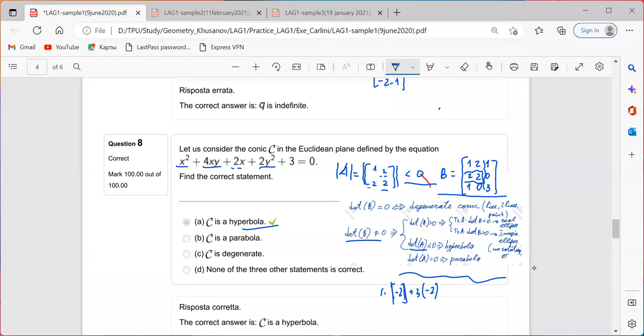So you see, in any case, this is not 0. So the determinant of B is not 0, which means that this equation is not a degenerate conic. That's why, since it depends only on the determinant of A, which is less than 0, it will be a hyperbola. Hyperbola is the correct answer. Okay. Do you have questions about this one?